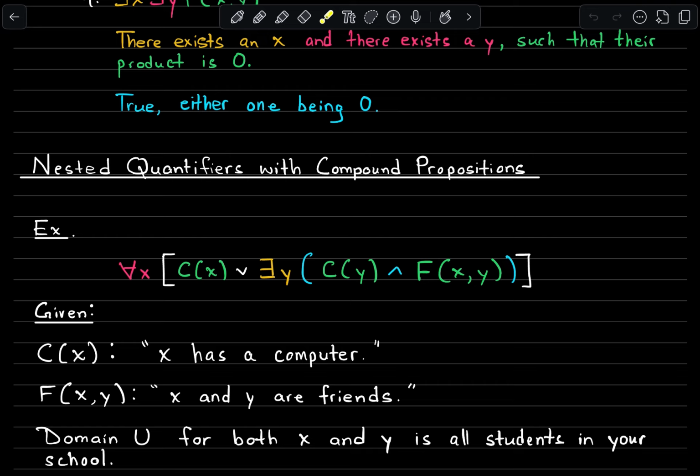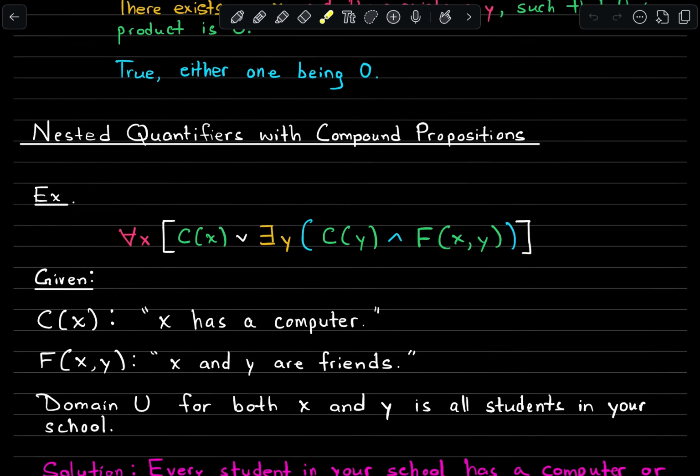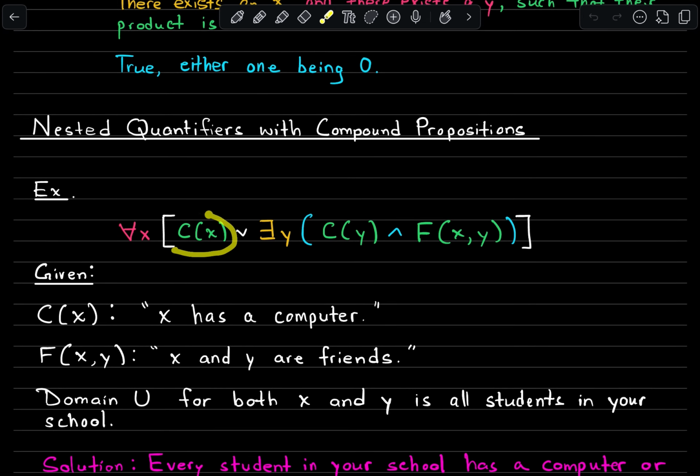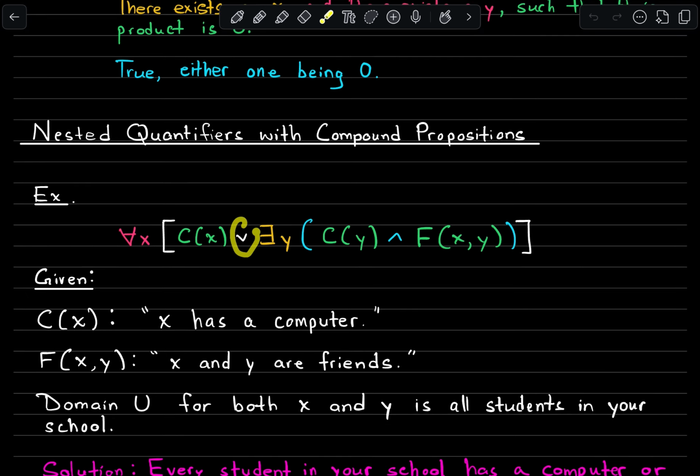Okay? So the way we're going to go about this is for all students in your school, right? Or for every student in your school, either they have a computer. Okay, so every student in your school has a computer, or there exists another student, okay, who has a computer and is friends with X.